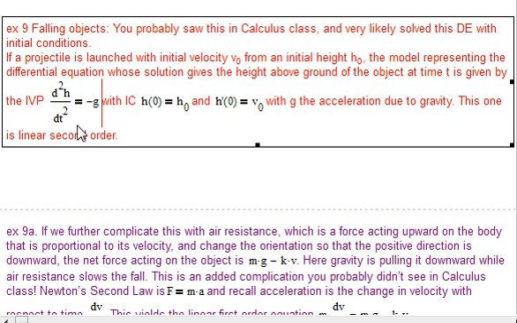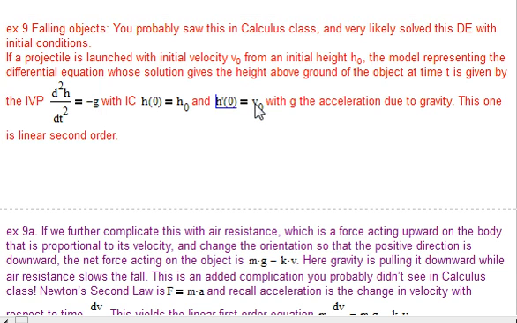Integrating one side, you get dh/dt equals negative gt plus a constant, and you could use this to find that constant. Then integrating it again, you would get h equals, integrating both sides, negative gt squared over 2 plus this constant times t plus this constant, applying your initial conditions. So that is certainly one you've already seen.